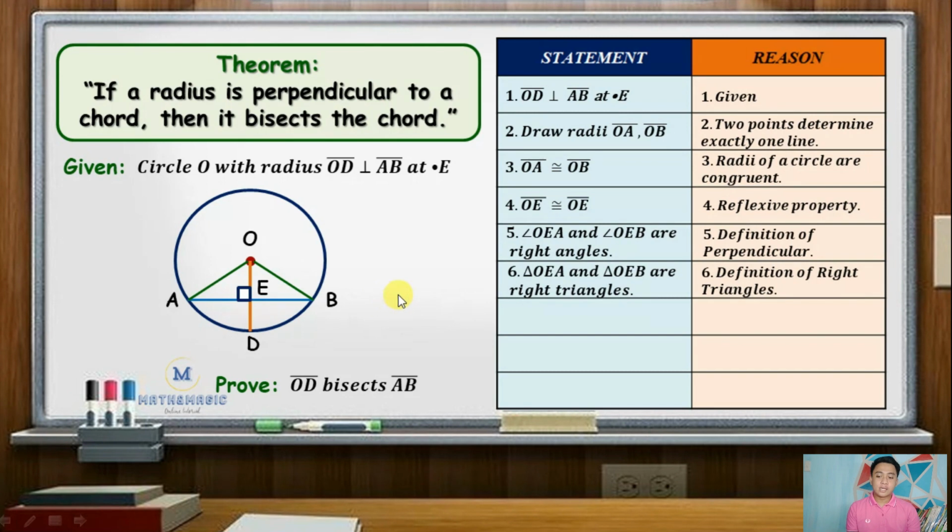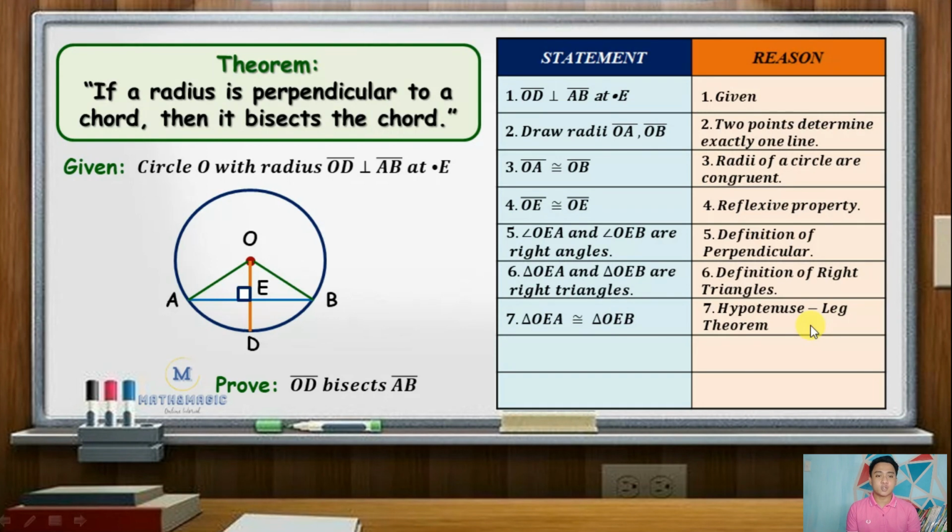In this proof, statement number 3 provides information for the hypotenuse, and statement number 4 is for a leg. Hence, for statement number 6, we can say that triangle OEA is congruent to triangle OEB. That is by HyL theorem or hypotenuse-leg similarity theorem.